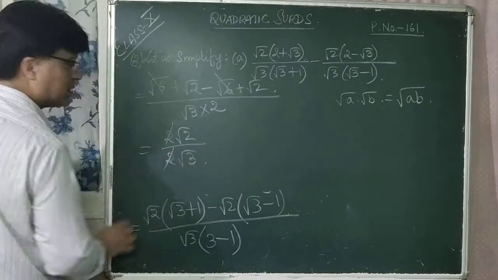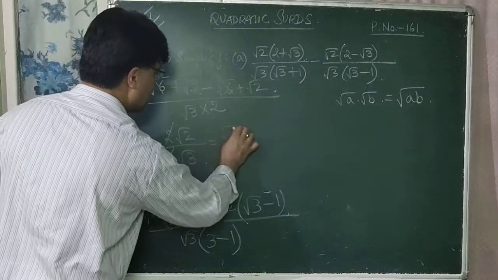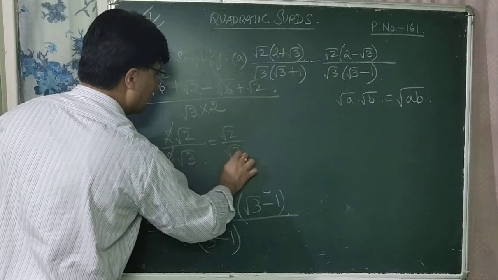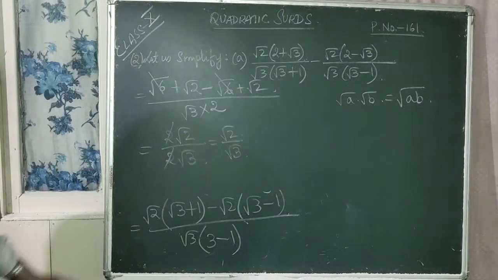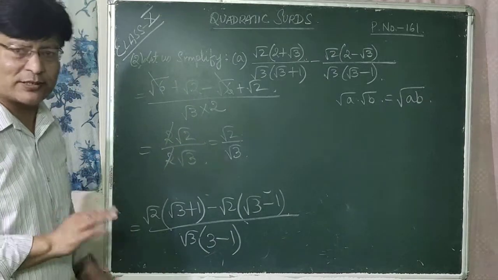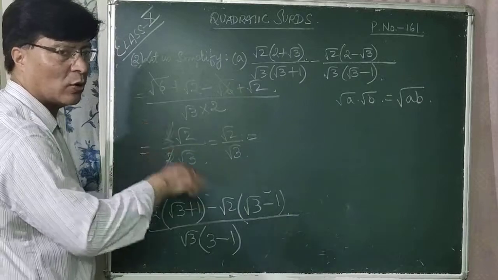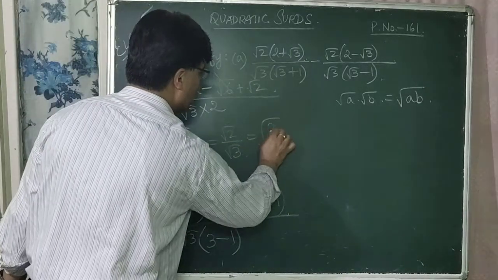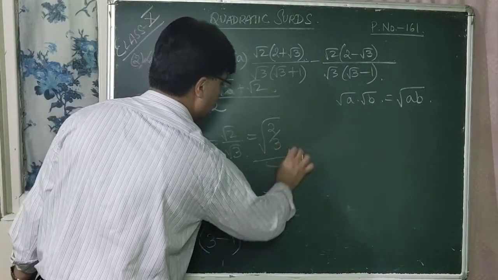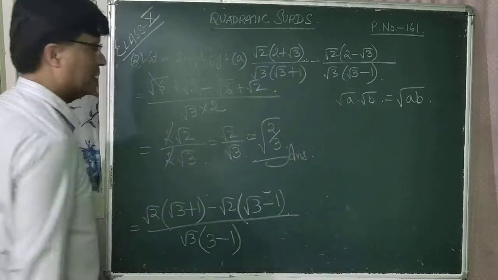So here 2 gets cancelled. So what is the answer? Root 2 by root 3. Even if you answer, you can keep the answer as it is. Okay? Or you may write it within a whole square root, that is root over 2 by 3. So this is the answer.